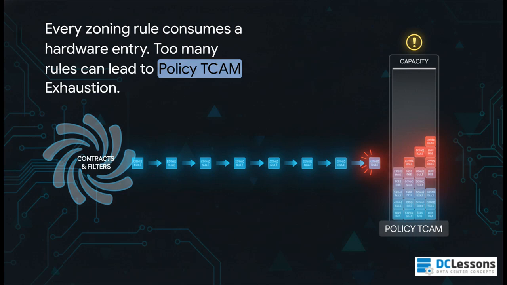So here's the bottom line. Every single contract you apply and every filter inside that contract creates zoning rules. Each one of those rules takes up one slot in that policy TCAM. So if you have a really complex environment with hundreds of EPGs and all kinds of crazy contracts, you can literally run out of space in this hardware table. And when that happens, the fabric can't program any new policies, and that can lead to major connectivity failures. This whole problem is known as policy TCAM exhaustion.